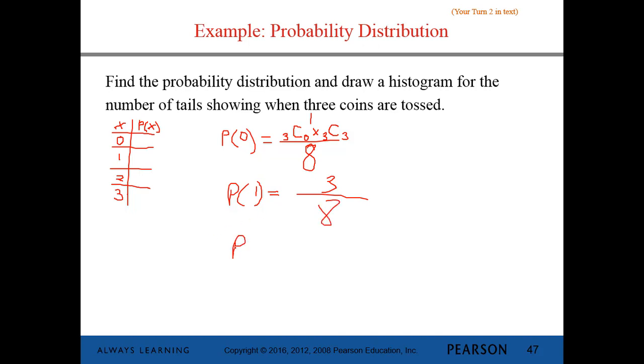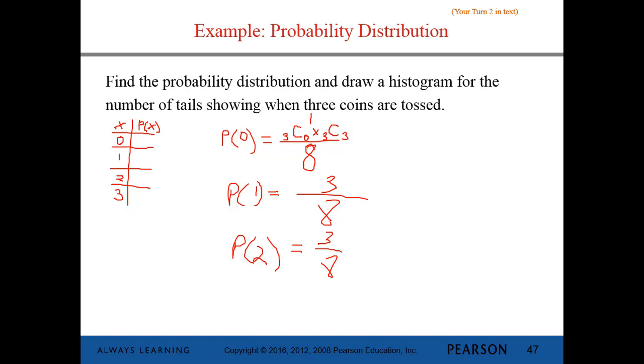And then this P of 2 is also going to be 3 out of 8 because of the symmetry of the binomial distribution. Okay, and then the last one will be 1 out of 8, which adds up to 8 out of 8.